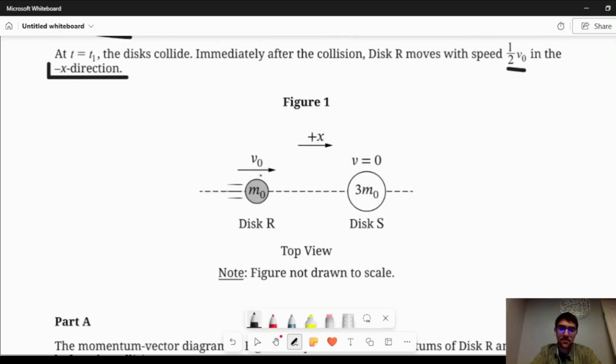This diagram just shows you the whole thing at t equals 0. It has disk R, m0, with v0 to the right, and then disk S is 3m0 but at rest, and the positive direction is to the right.